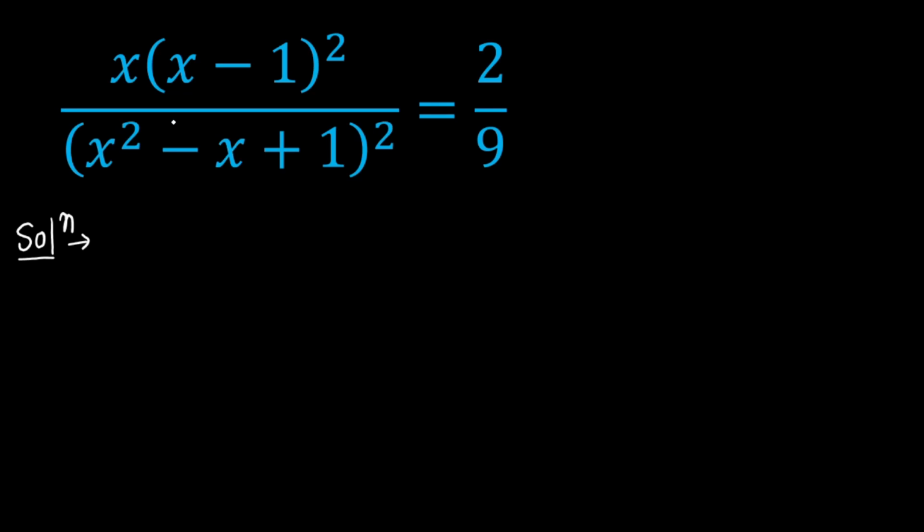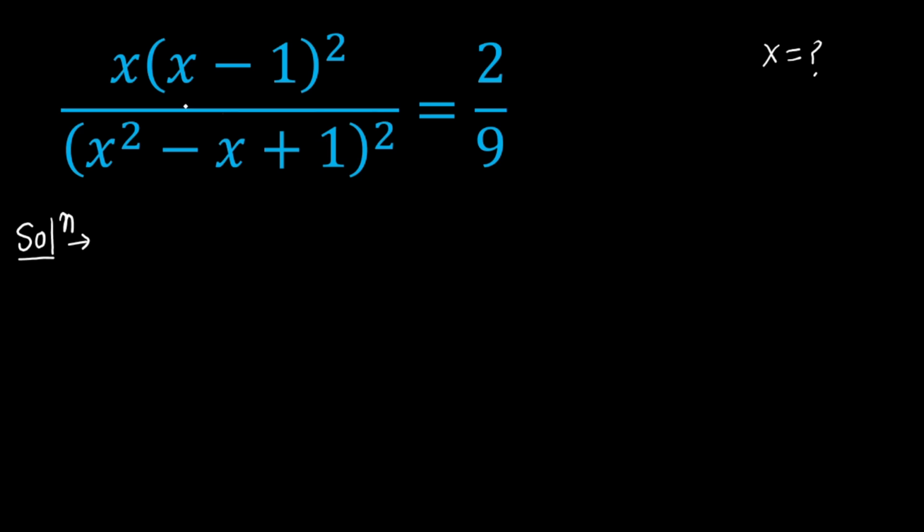Hello students, in this video we are going to solve x times (x minus 1) whole square divided by (x square minus x plus 1) whole square, this is equal to 2 over 9, and here we will find out the value of x.